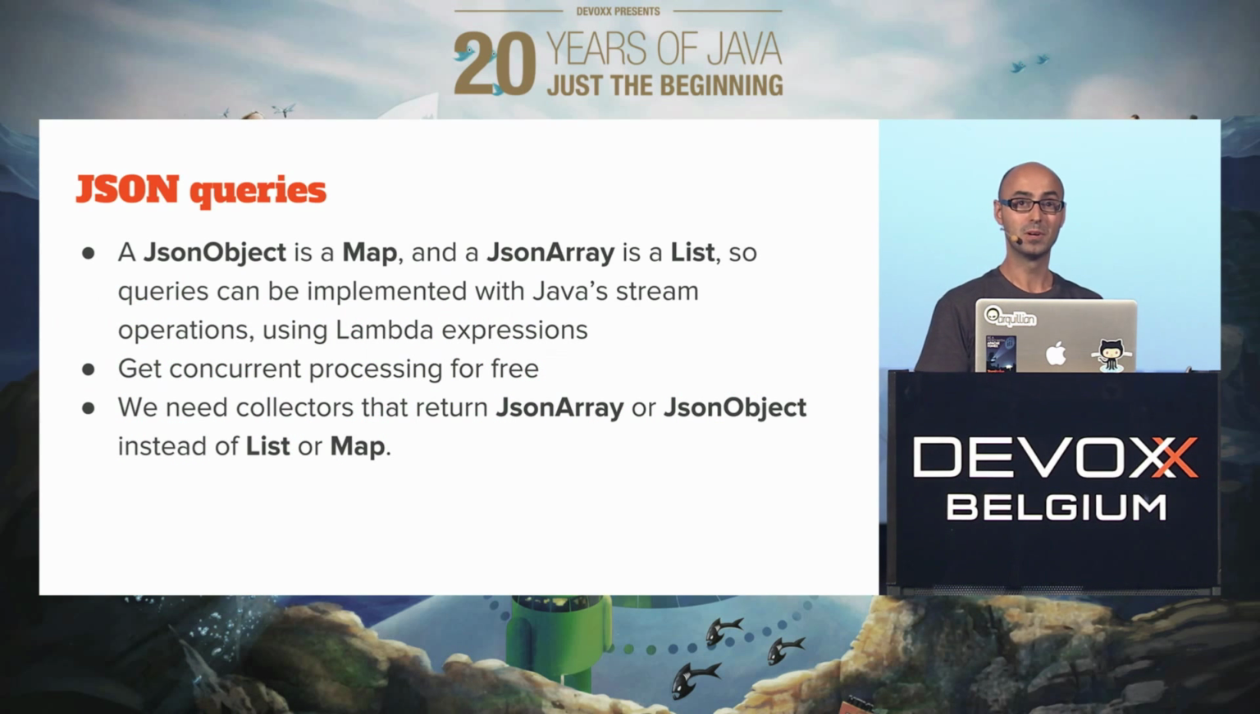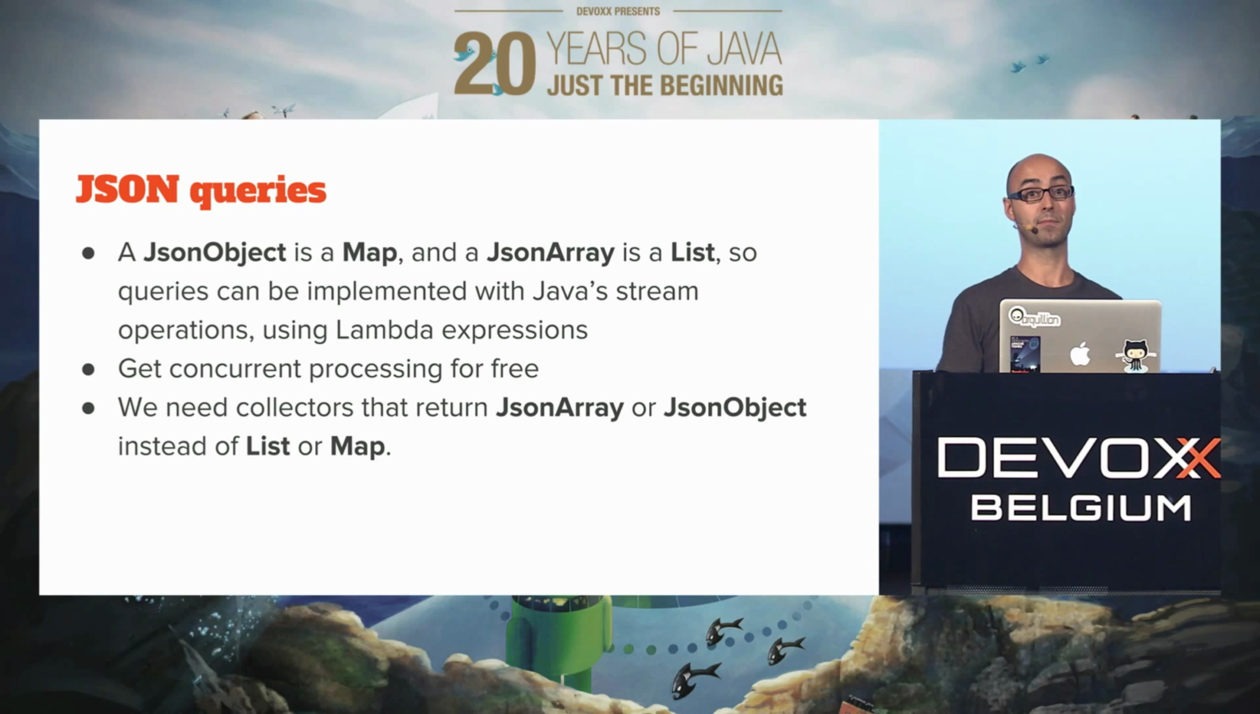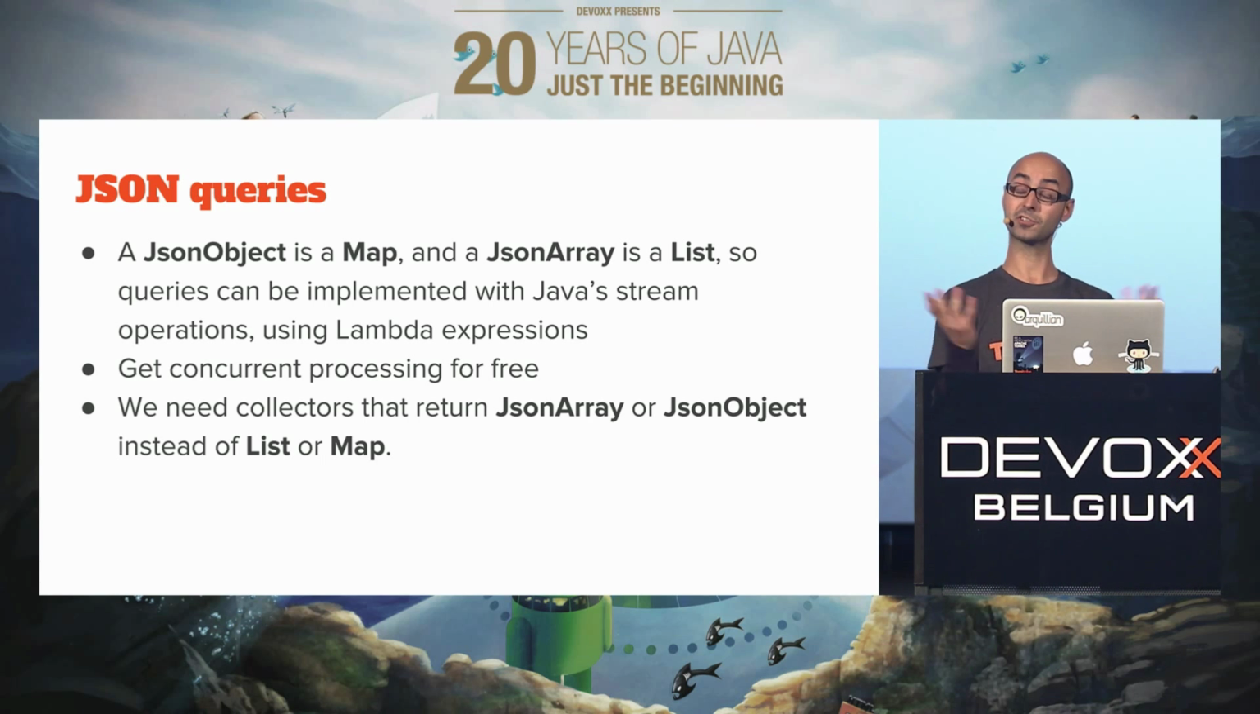As you may know, in JSON Processing API 1.0 and also in 1.1, a JSON object is a map and a JSON array is a list. So we have almost all the operations there for writing queries, since both map and list provide streams. And I said, yeah, we are almost there, but we need to do some things.